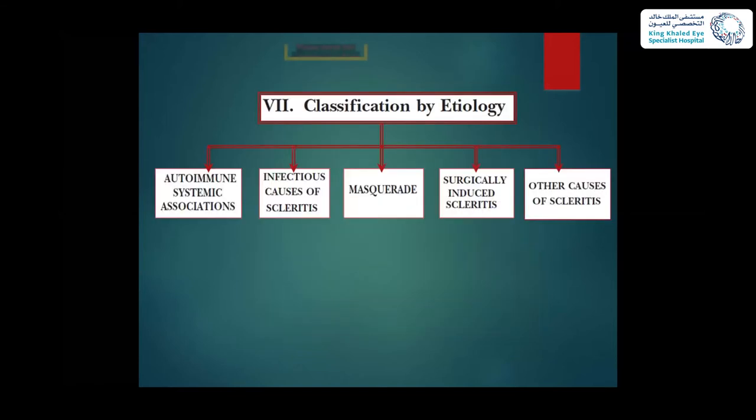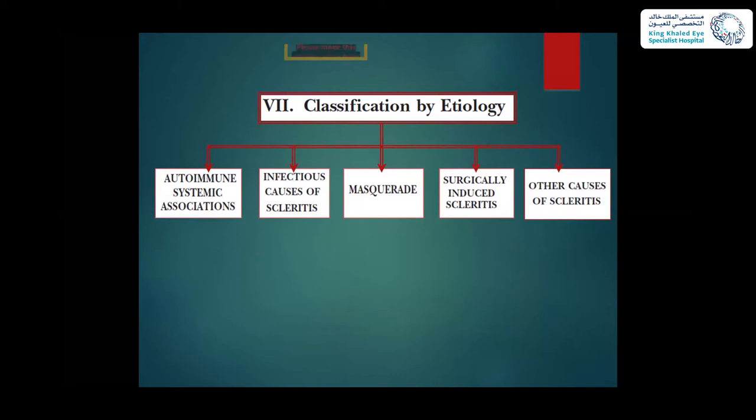Okay, scleritis can be classified in multiple ways. Most commonly, clinically, we classify it based on the location. We say diffuse scleritis, or anterior scleritis, posterior scleritis, nodular scleritis, or necrotizing scleritis.